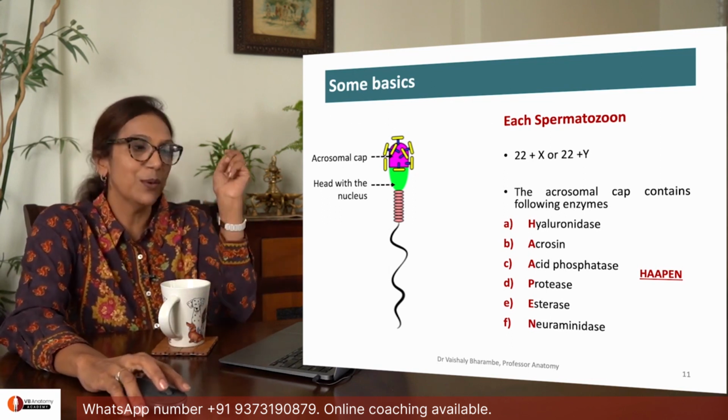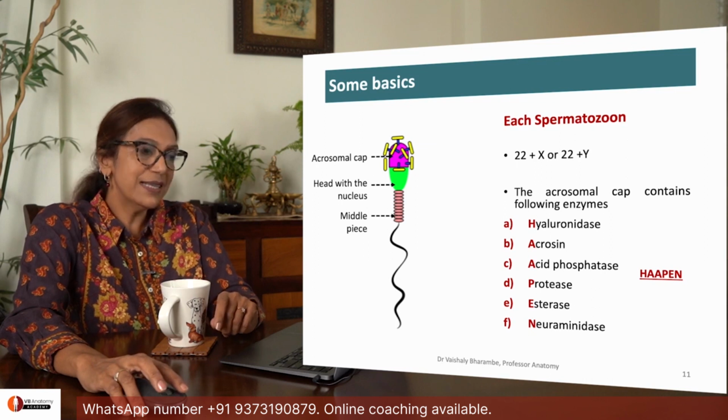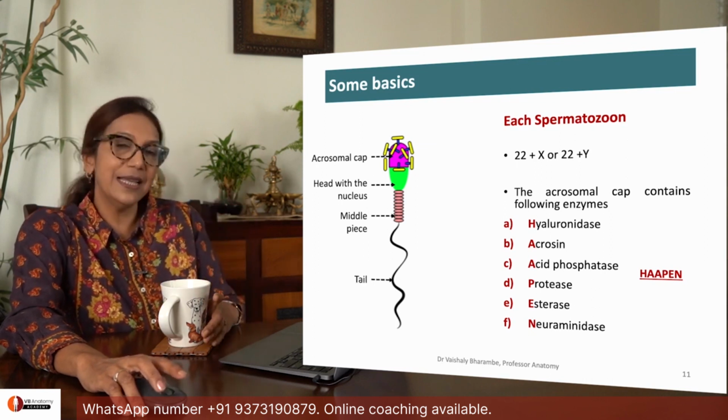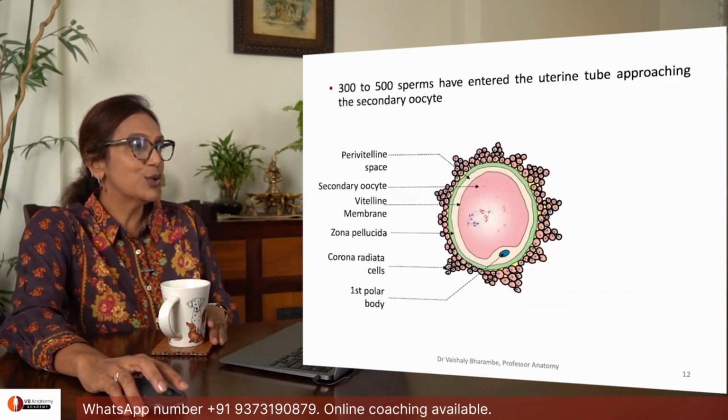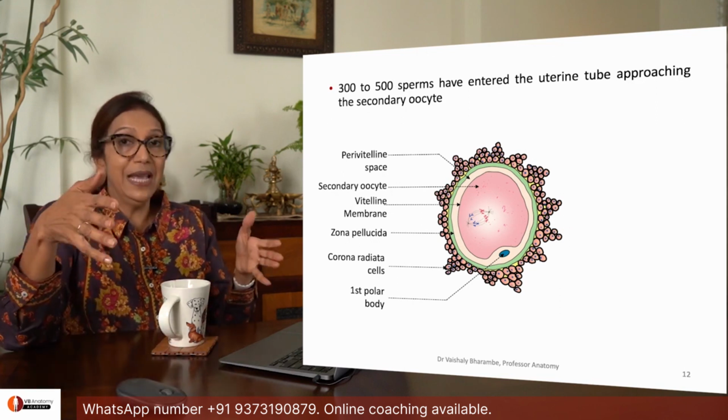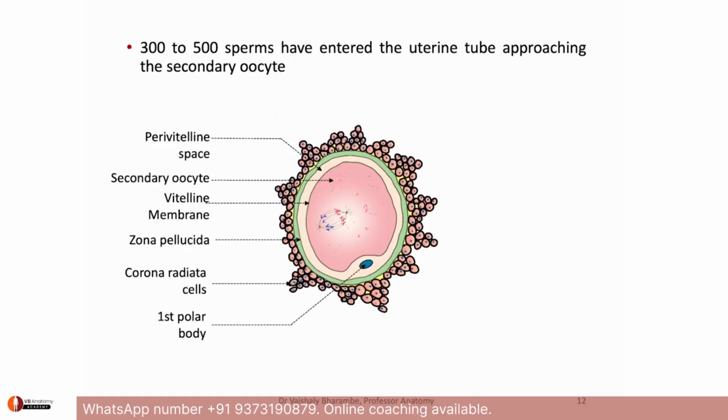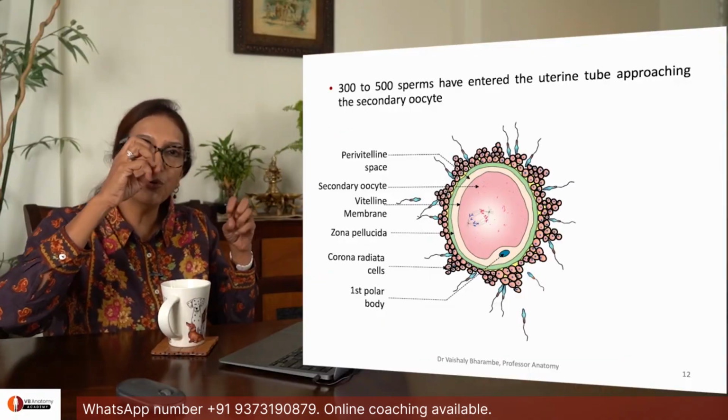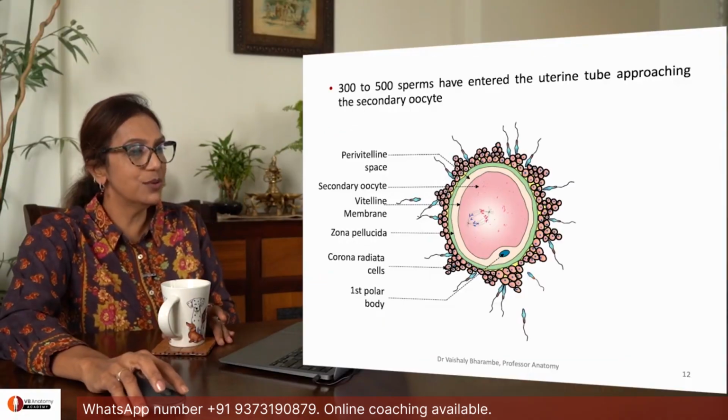Right. So here's the middle piece just behind the head, and that's the tail. So what do we have today? We've got a secondary oocyte sitting in the ampulla of the fallopian tube, and we've got 300 to 500 sperms which have managed to make their way into the ampulla of the fallopian tube, and they are trying to enter the secondary oocyte.